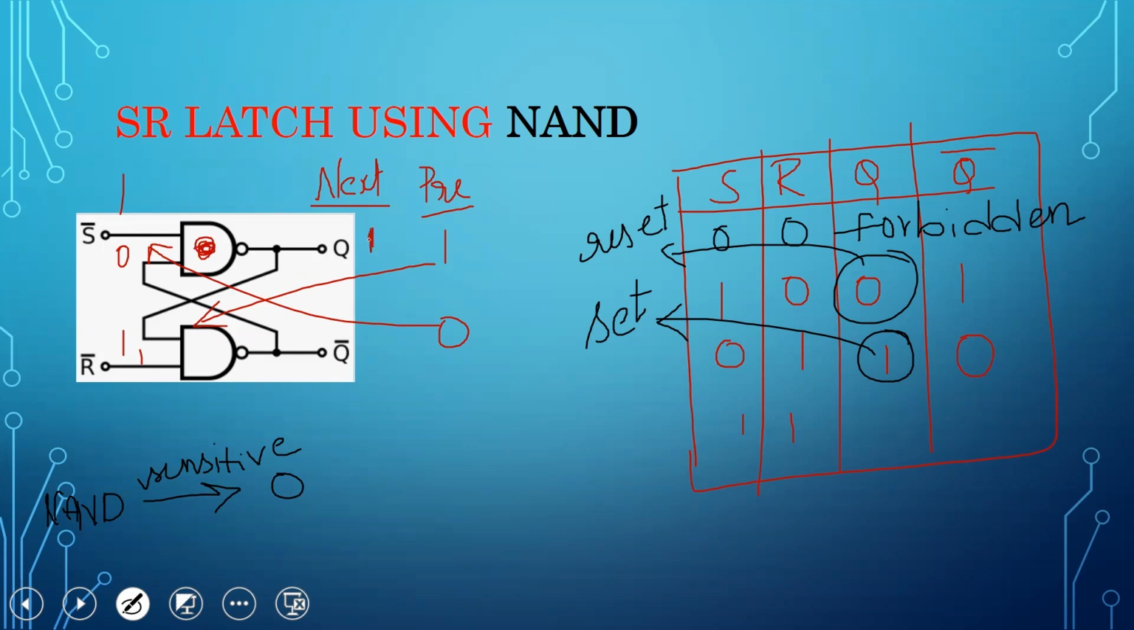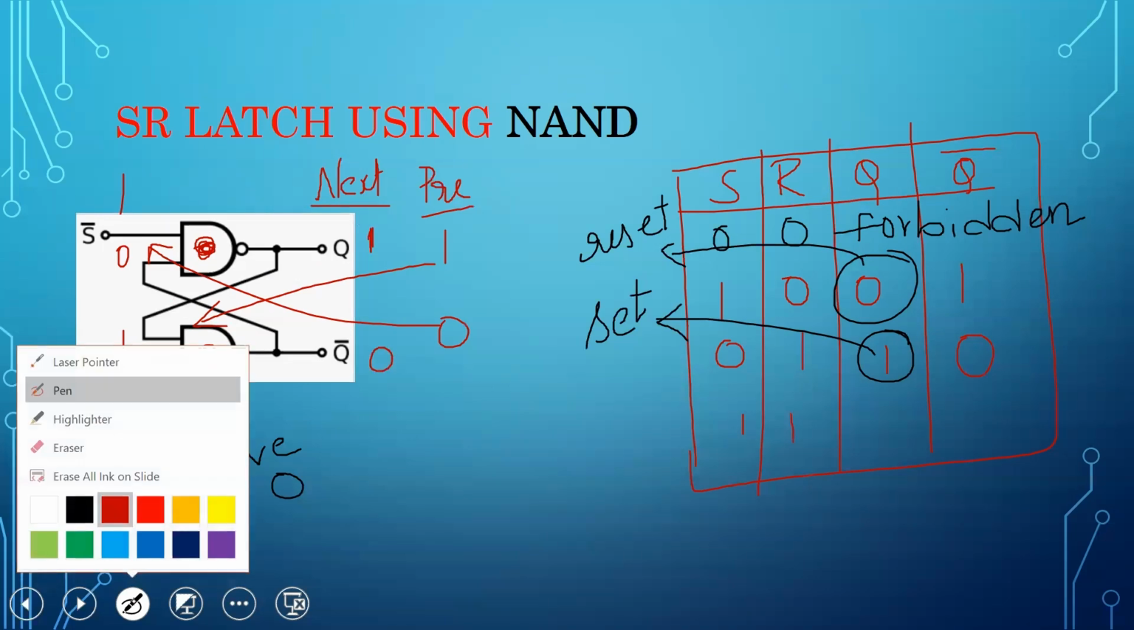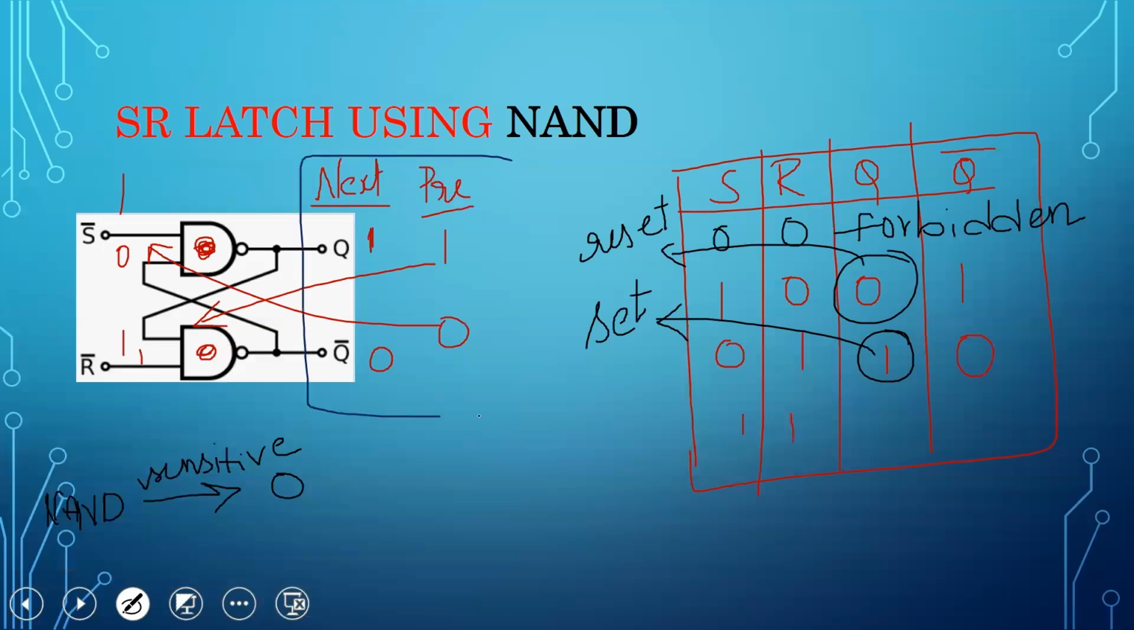It gives output 1. Here the bottom NAND gate, 1 into 1 is 1 and 1 bar is 0. Now what you observe is that the next state is equal to the previous state. In this condition, the SR latch acts as memory, or you can say the SR latch is holding its previous output value. So it is acting as memory when S is 1 and R is 1. This is a brief description of the SR latch using NAND gates.